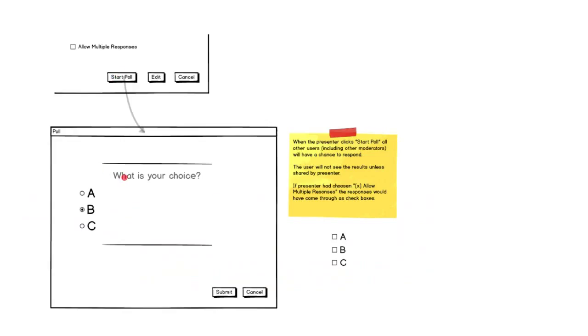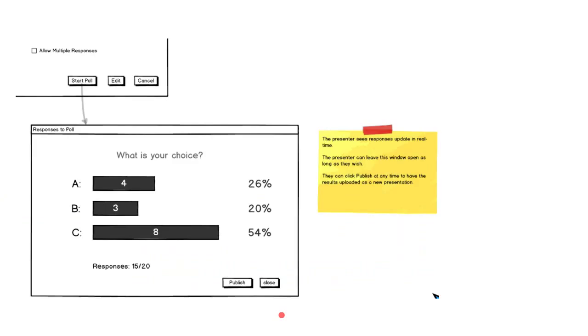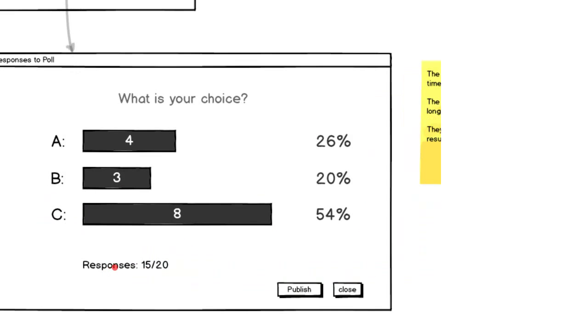If you start it, then on the viewer screen, what appears is what you saw in the preview. They have the choice, they can choose it, and they can submit. And if it's multiple choice, they would be able to choose multiple options. For the presenter, what they would see is a real-time update of all the responses coming in. So as the other members in the session respond, you'll see this number increment, and you'll see the bars here change. So you'll see the number of responses and the percentage.